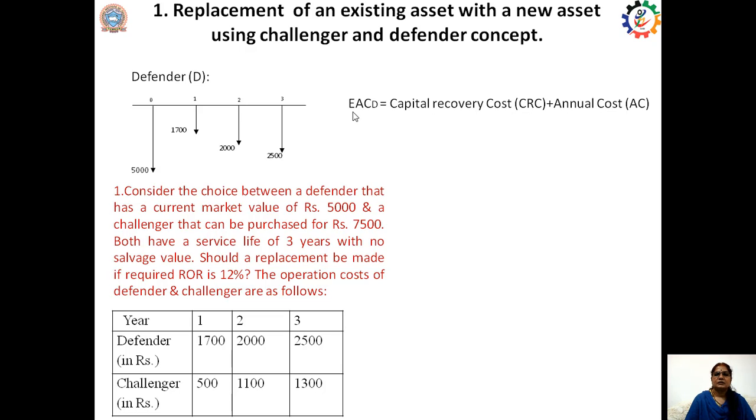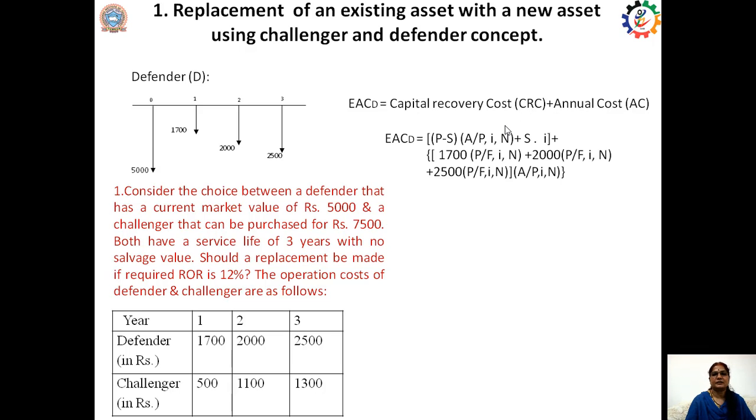So the formula used is EAC. EAC stands for equivalent annual cost of defender. D is the suffix defender. Formula is capital recovery cost plus annual cost. Here onwards I would use the abbreviation CRC plus AC. Why do we call this capital recovery cost? Because capital that is invested will be converted into annuity using this particular factor. And annual cost, anything else will be converted into annual cost and will be added because both are annuities and can be added.